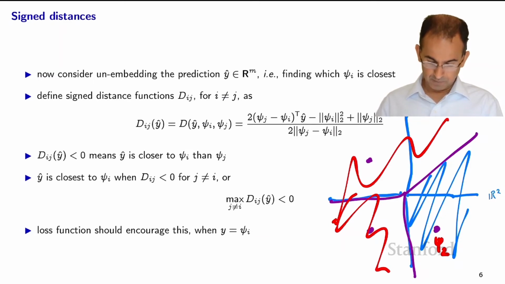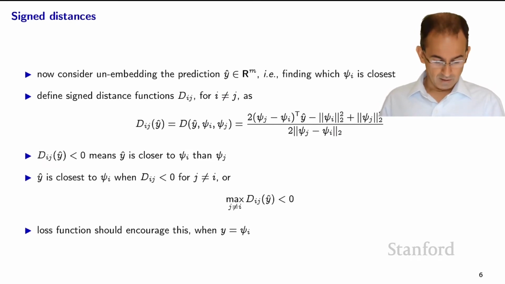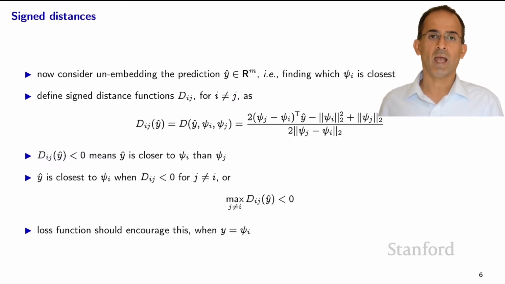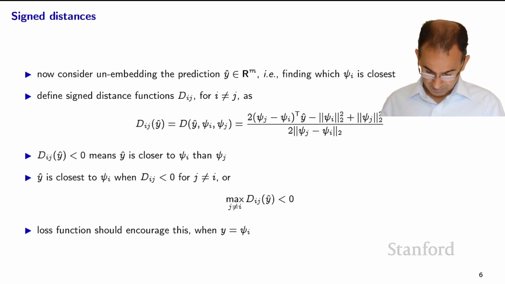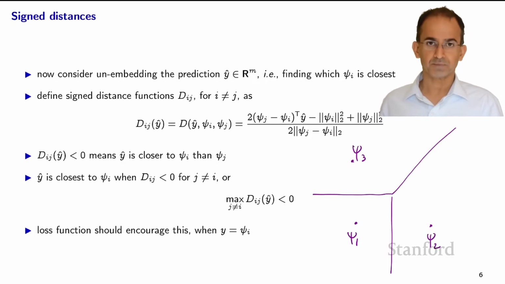Well, what we can do is we can use the signed distance functions, dij. And what dij is going to be, it's going to be the signed distance of y hat from the boundary between psi i and psi j. Let's look back at our example. This is psi1, psi2, and psi3.